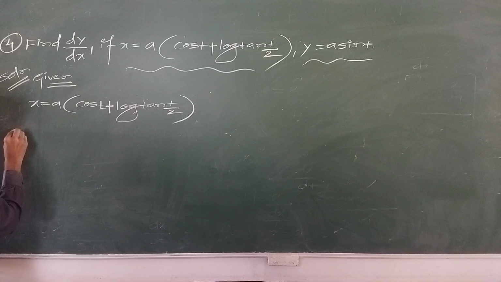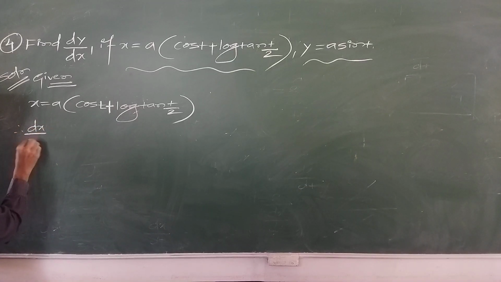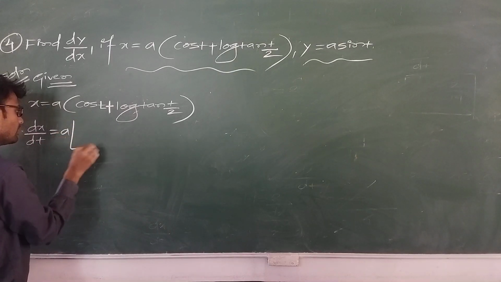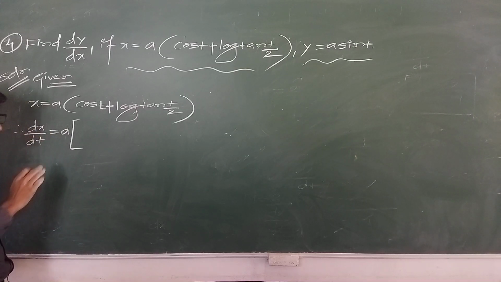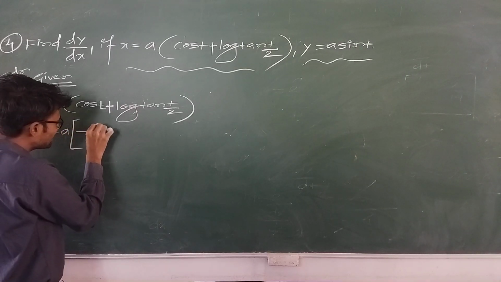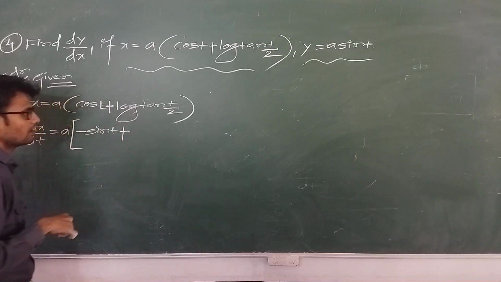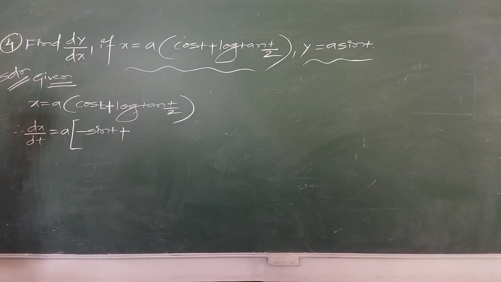So therefore, you differentiate this. Differential of x with respect to t you go. So see, a is a constant, you write it outside. Differential of cos t is minus sin t. Very important: differential of cos t is minus sin t.